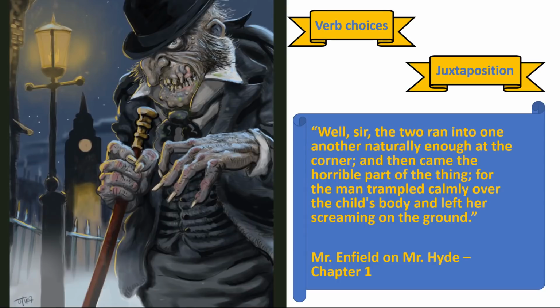Firstly, you've got a man and a child. Secondly, you've got the fact that the man is upright and walking away from the violence he's just inflicted. And then thirdly, you've got the fact that the child is on the ground, prone on the floor. And fourthly, you've got the fact that he is doing so calmly, while the child is anything but calm.